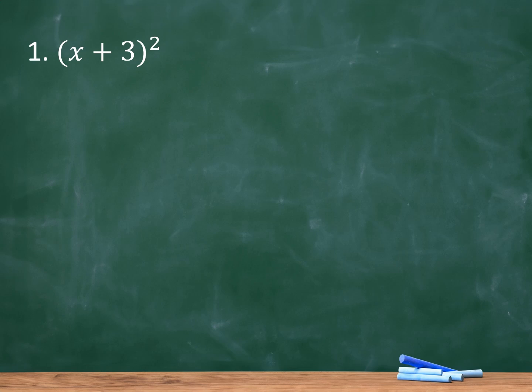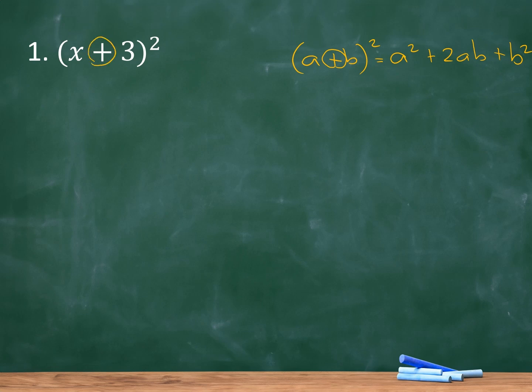So we will solve again problem number 1 by using the pattern. The pattern looks like this: a plus b squared is equal to a squared plus 2ab plus b squared. So you will know that this is the pattern that is applicable to our problem since we have a plus here, the same with our problem.